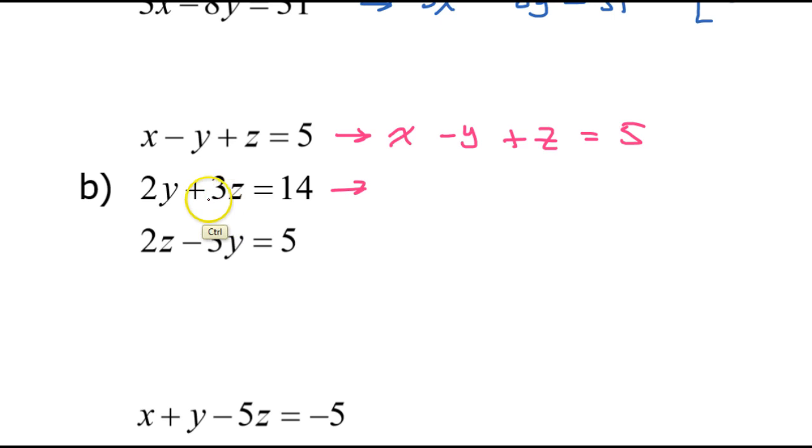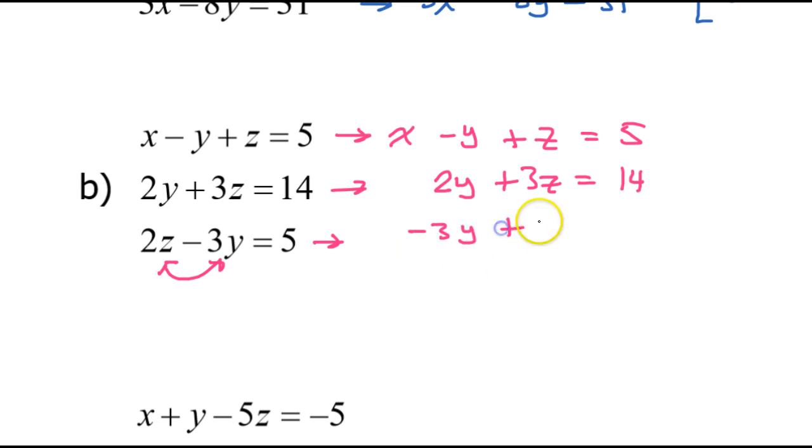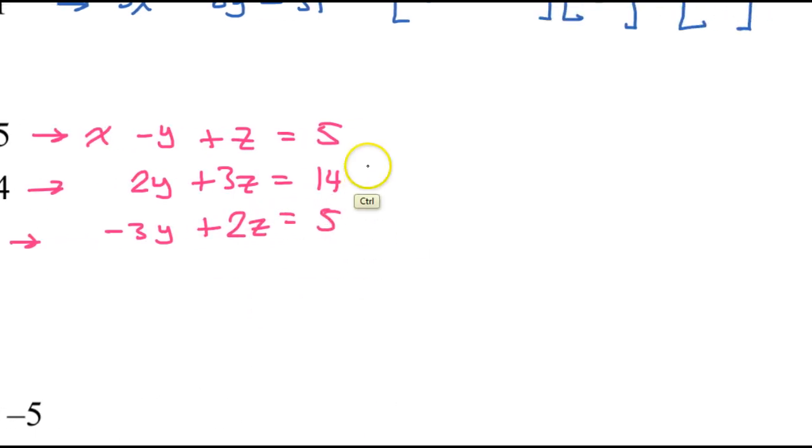The second equation is also in standard form. There's no X term, but that's okay. I can just go ahead and put 2Y plus 3Z is equal to 14. This next one is missing an X term, and these are backwards. So I'm just going to switch these around when I recopy it. So I'm going to have negative 3Y plus 2Z is equal to 5. Okay, now I am ready to write my matrix equation.